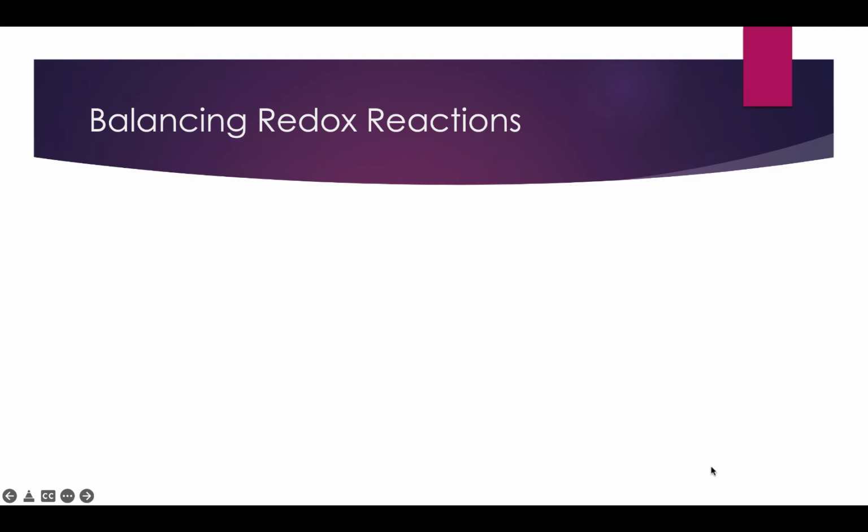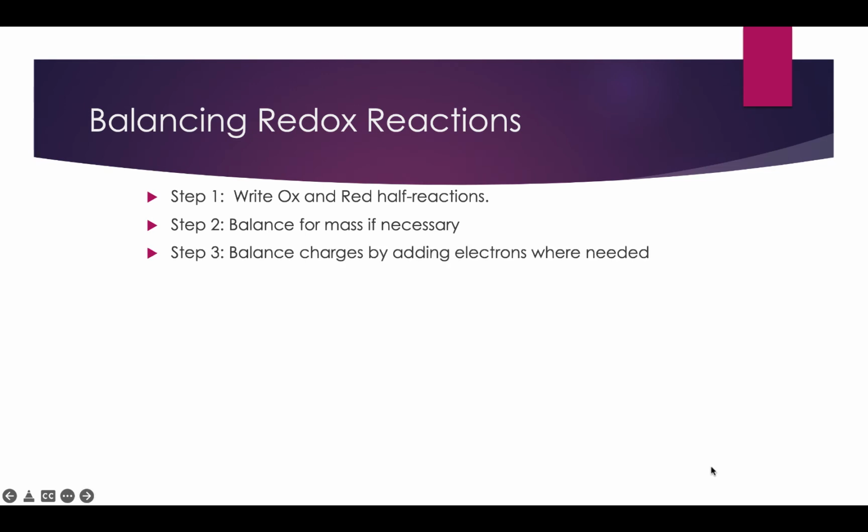Okay, so let's look at the steps for balancing redox reactions. First, we'll write an oxidation and a reduction half reaction. Then we'll balance them for mass if necessary. This step is often not necessary when balancing redox reactions, but it's important to remember to check. Then we'll balance for charge by adding electrons where needed.